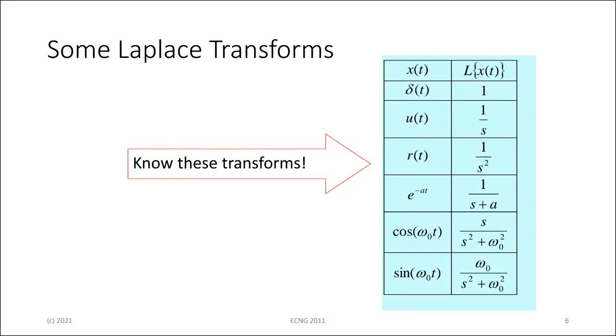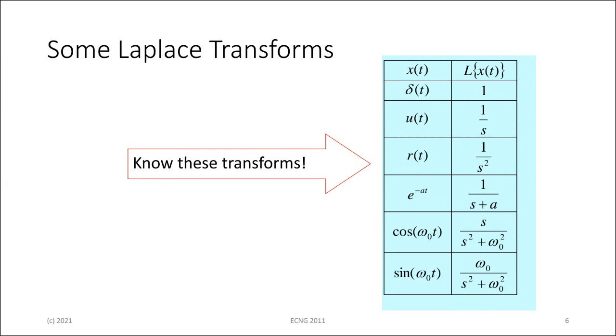And then, of course, you're supposed to know some of these transforms. Normally in the exams and so on, we give you them, but it saves some time if you know a few of them. So the Laplace transform of an impulse delta(t) is 1. The Laplace transform of the unit step is 1 over s. The exponential e to the minus at is 1 over s plus a. Cosine is s over s squared plus omega squared. Sine is omega over s squared plus omega squared as well.